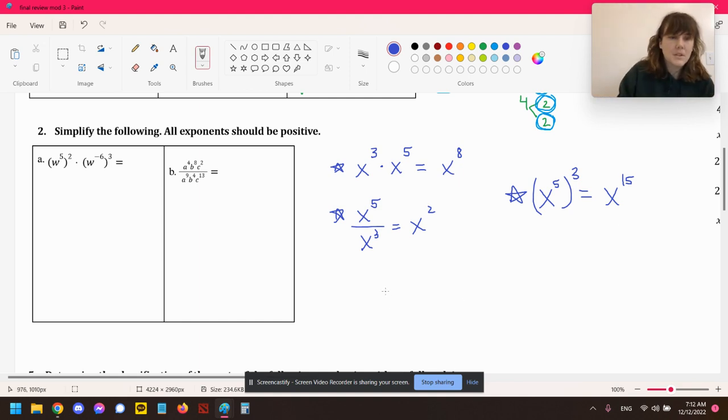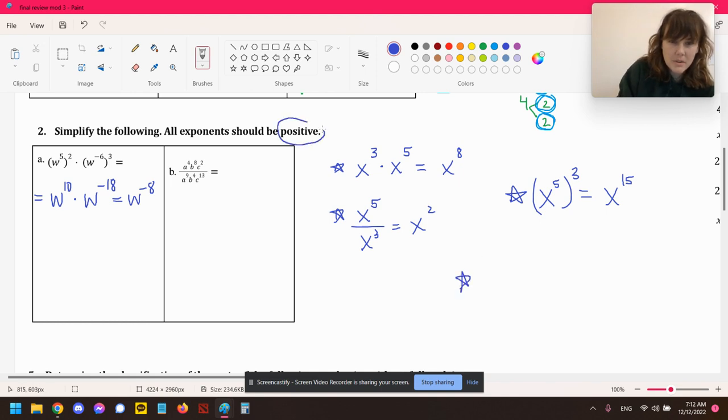All right. So using these rules, w to the 5th to the power of 2 is w to the 10th. W to the negative 6 to the power of 3 is w to the negative 18. And then I get to add those, and I get w to the negative 8. I'm finished? Not quite.